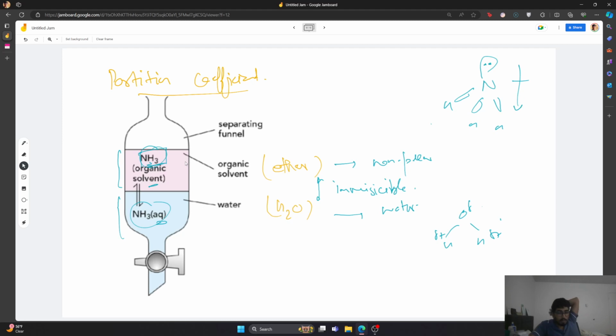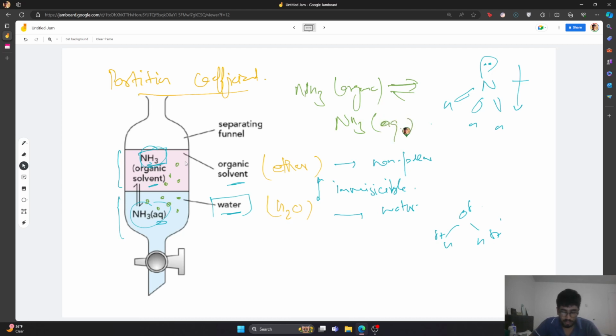Because it will have a net dipole moment, it will like to dissolve itself in water, which is a polar solvent. But there will be some quantity that will dissolve in organic solvent as well, right? So there is some quantity of ammonia present here, and some lesser quantity present here. Now in an equilibrium, this NH3 from the organic solvent, the non-polar solvent, can go into the aqueous form or the water form, and then it can happen the other way.